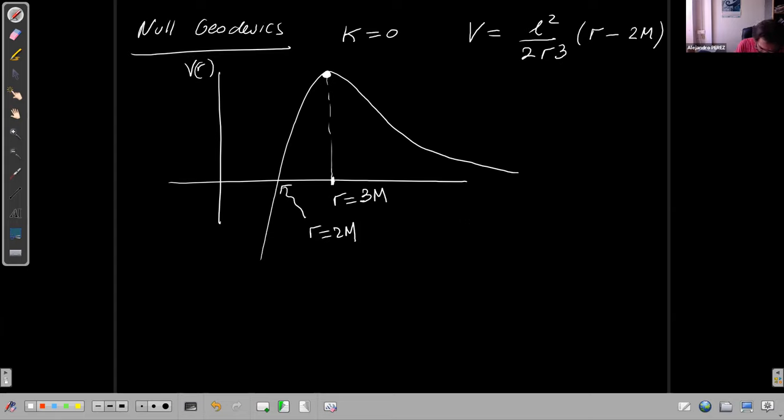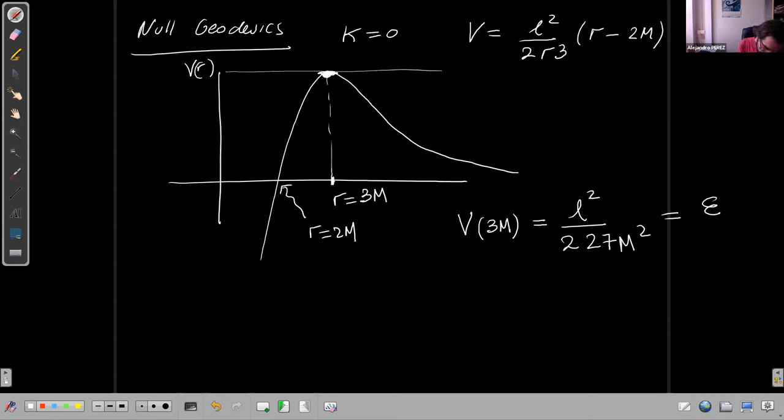In fact, the value of the potential V at 3m is, as you can easily calculate, given by L squared divided by 27 m squared, times one half. So if you have the system right there, this would be equal to an energy. This would be a critical situation, because if you send the particle with an energy below that, that means that the photon will be scattered without absorption. It will do something like that. It will get to some point of closest approach, r naught here.